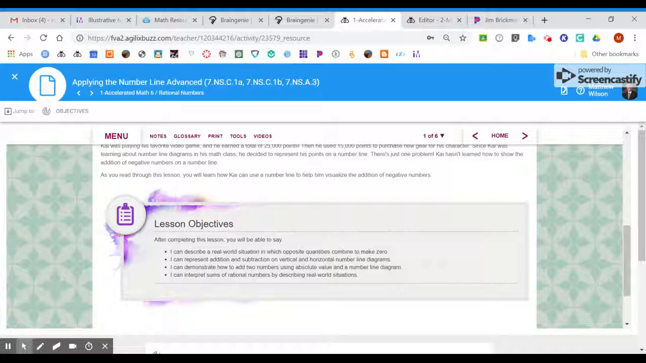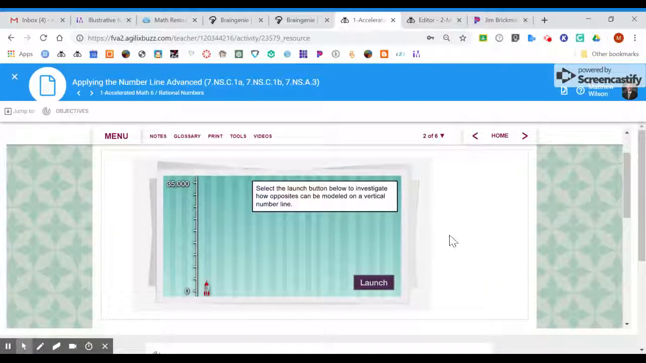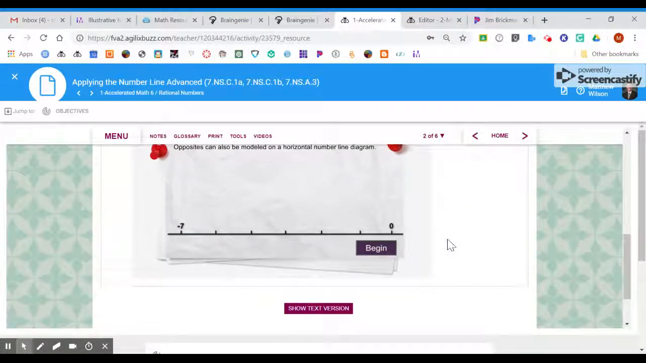Being able to understand natural numbers, whole numbers, integers, and rational numbers and where they're found on the number line. Also understanding that the number line can go in the vertical direction, positive and negative, and it of course goes in the horizontal direction, to the left negative and to the right positive.